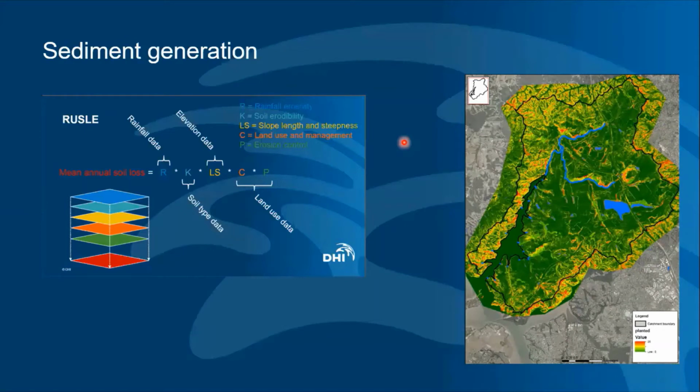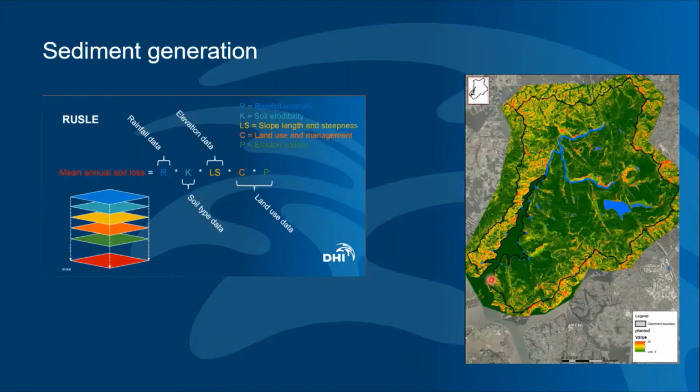So here we linked a sediment generation model, which is the Russell model. This model takes a combination of rainfall, soil type, elevation, so the topography of the catchment, and then estimates sediment generation based on land use management practices and erosion control. So the map on the right here shows the sediment generation map. The red is the areas of highest sediment generation, and the green is the areas of lowest sediment generation.